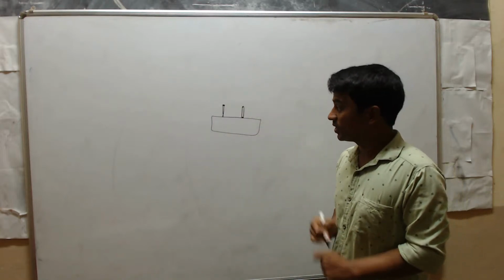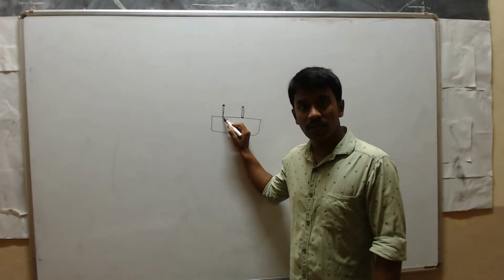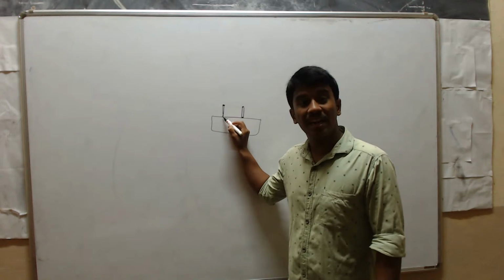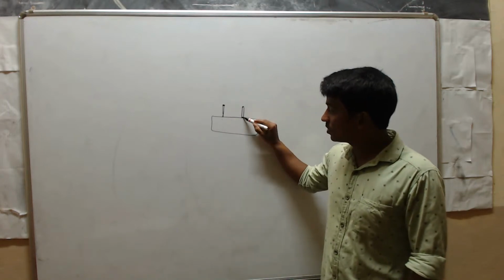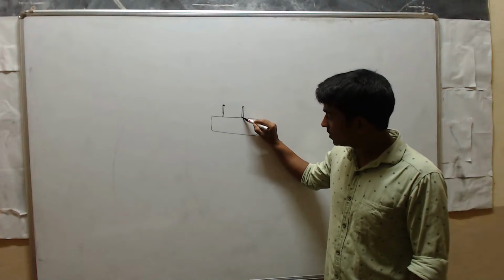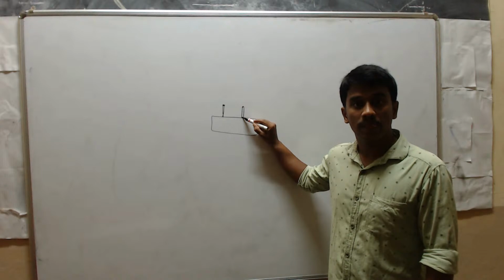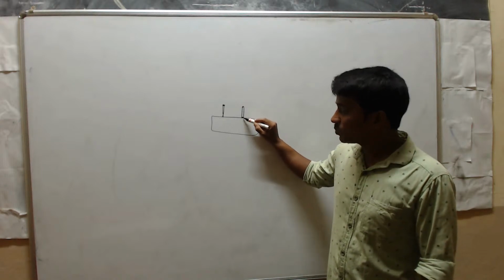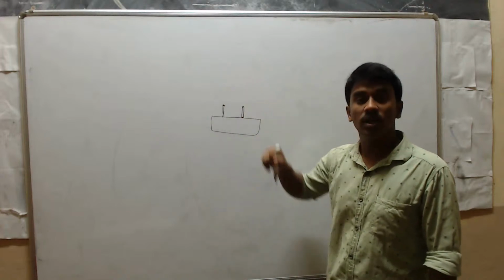Why? Because see here, this nail's edge is very sharp, right? Which means it covers less area. But what about this one? The edge of this side is blunt, which means it covers more area. Clear? So this covers less area, that's why it will move into the wood.